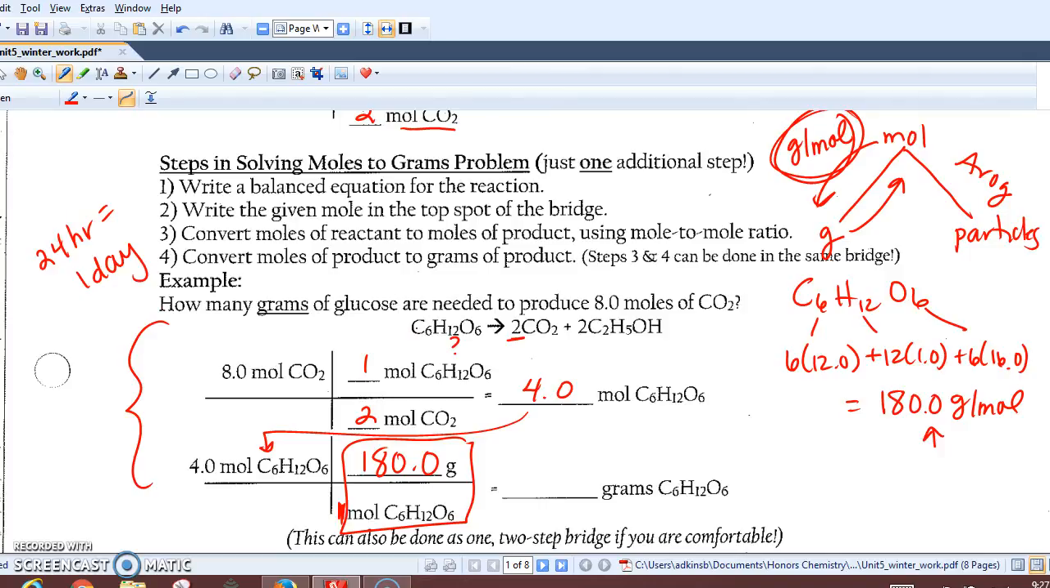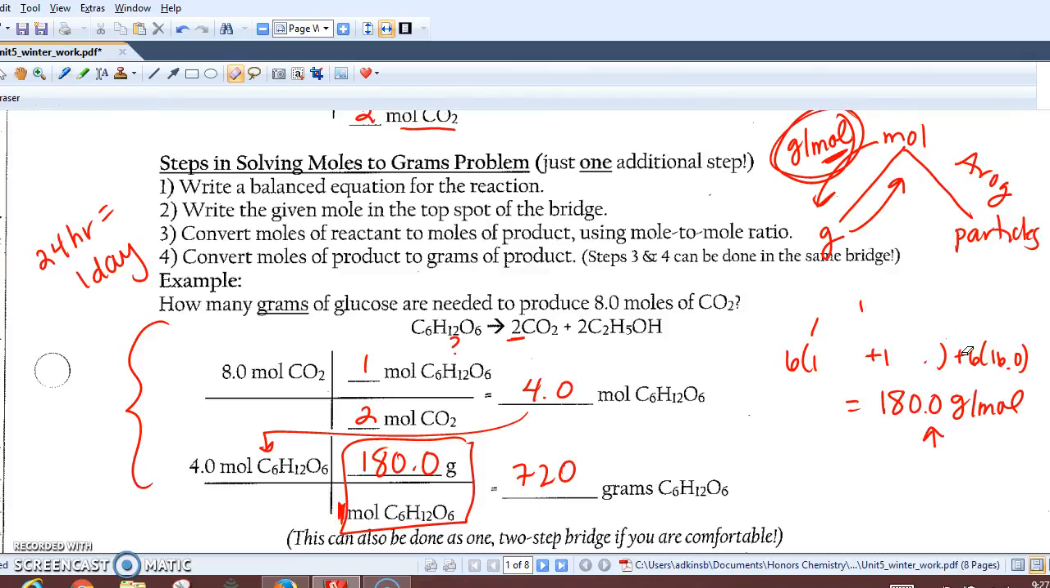So if this had a coefficient of 2 and you used it, then to make this true, you would have to double that molar mass. We just don't want to do that. So when we do molar masses, they're always going to be per 1 mole. All right, so we multiply those guys together, we get 720 grams. So that's certainly one way that you could do this problem.